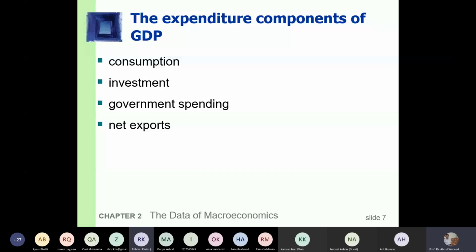Household, firm, or government? Household. Yes, household. No, I am asking who will make consumption expenditure? Household, firm, or government? Household, sir. Yes, households make consumption expenditure. So what do we make consumption expenditure on? There are three further classifications of consumption expenditure.